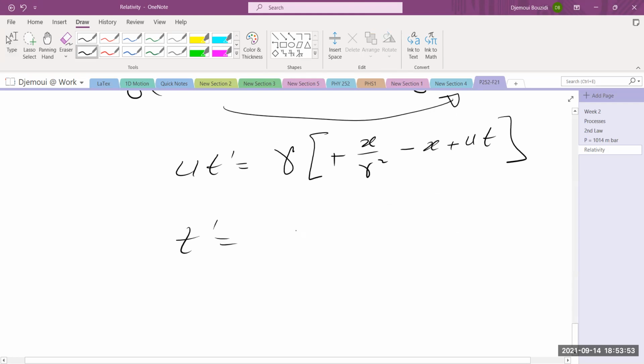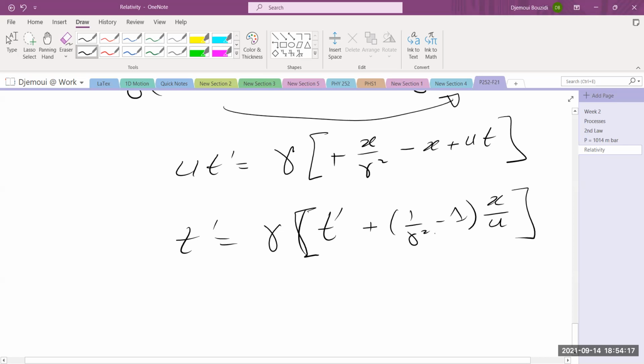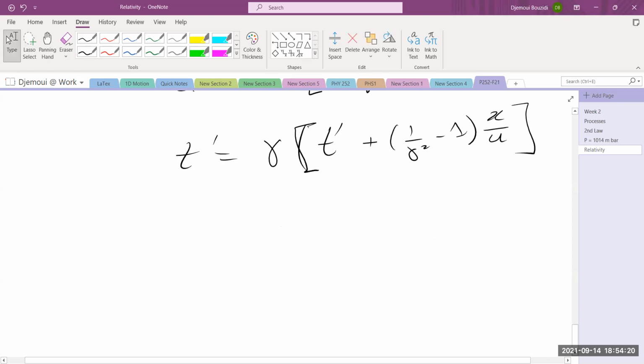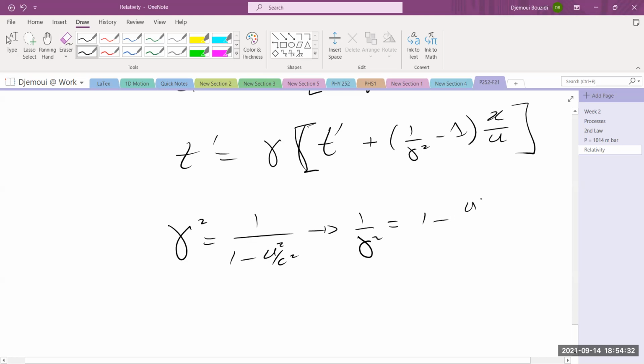So it's going to be t prime equals, first of all, gamma times open parentheses. I have u and u canceling, so I'm left with t. And I have 1 over gamma squared minus 1, divided by u in this case. So I will have (1 over gamma squared minus 1) times x over u. I need to find what this expression is. Remember, gamma squared is equal to 1 over (1 minus u squared over c squared), meaning that 1 over gamma squared is actually equal to 1 minus u squared over c squared. That's all.